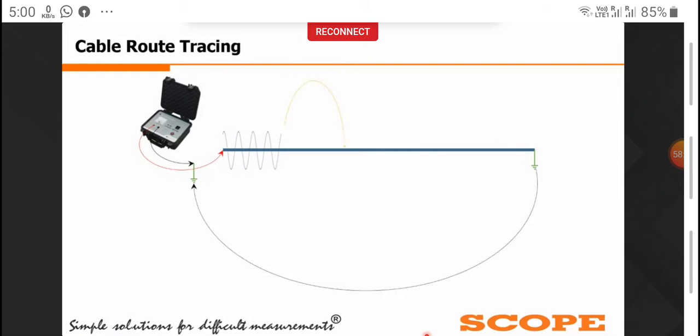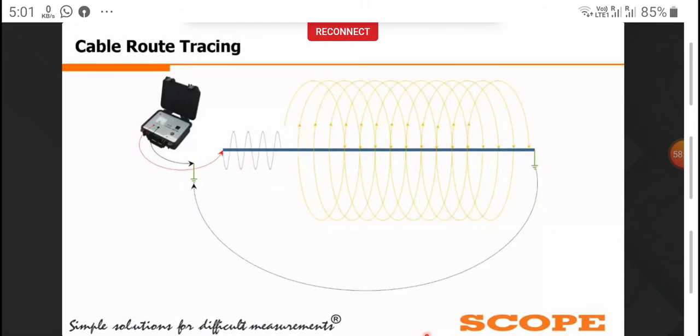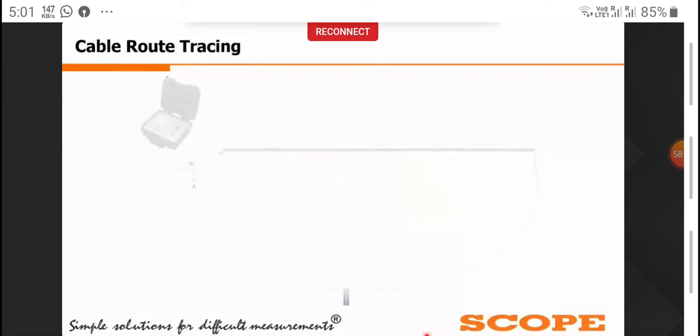After that, the AC signal is injected into the cable, so a magnetic field is created around the cable. By using this alternating magnetic field, we use a sensor, means a search coil. Now we will see the top view, means how the route tracing is done. One route tracer sensor or search coil is used to trace the route of the cable. Whenever we are moving the sensor above the cable, in route tracing we do not keep the sensor on the ground, we hold the sensor just above the ground.